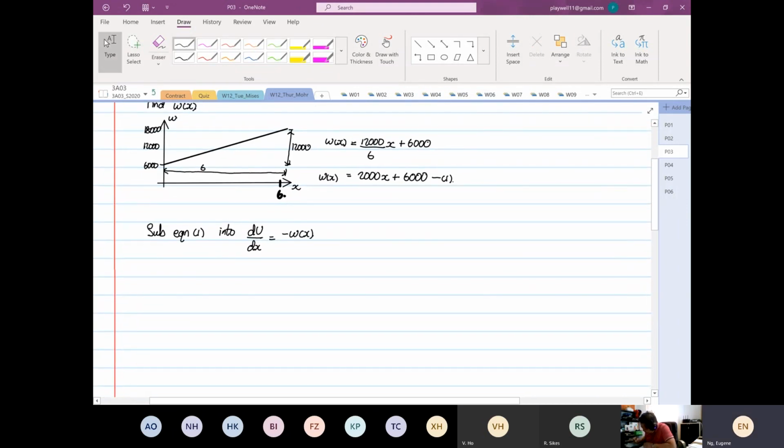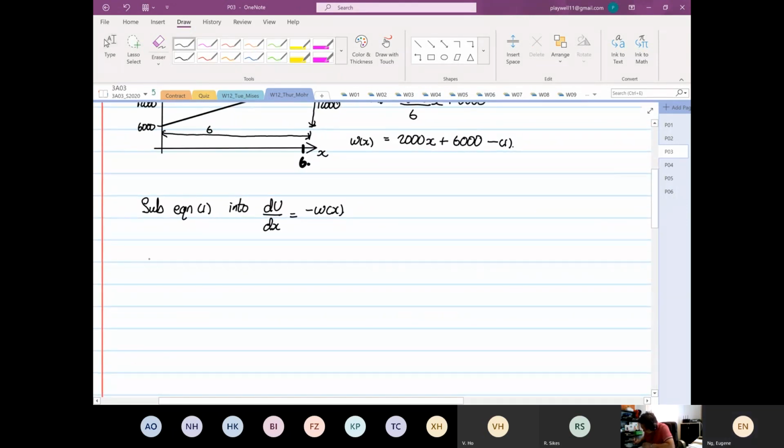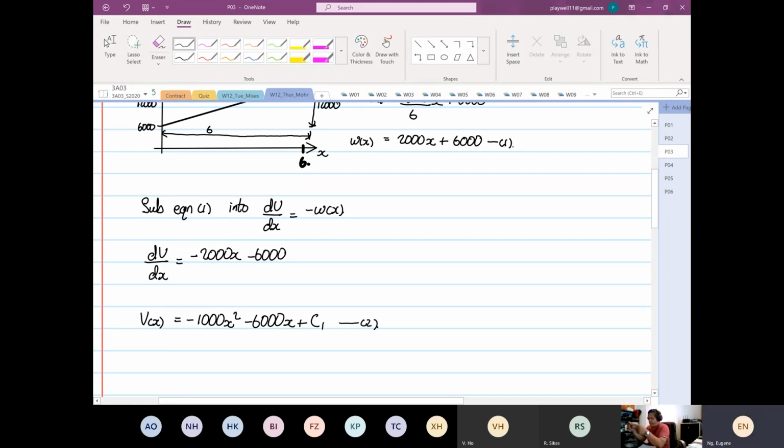So we know that dv over dx is equal to minus 2000x minus 6000. So when we integrate, v as a function of x will be equal to minus 1000x squared minus 6000x plus c1. So this is our equation number 2, right? So now we have a function. Now we are integrating.